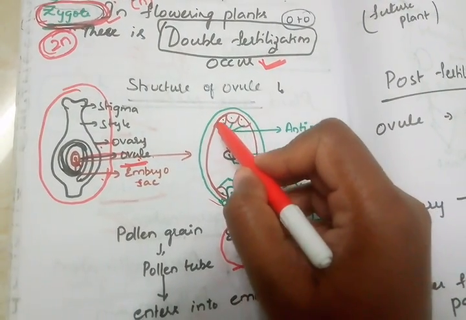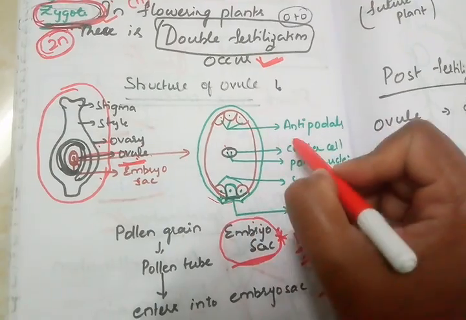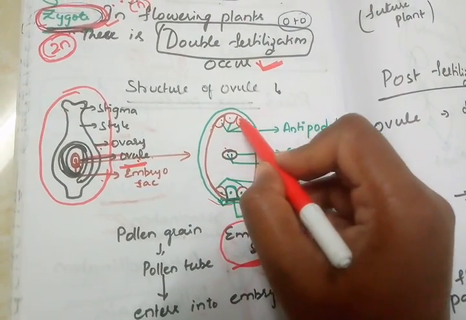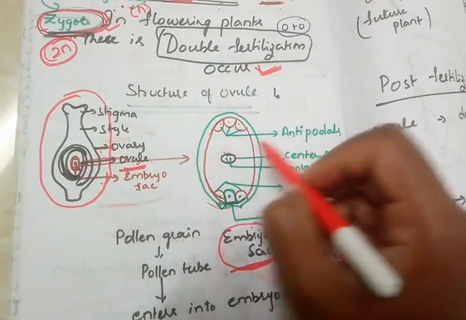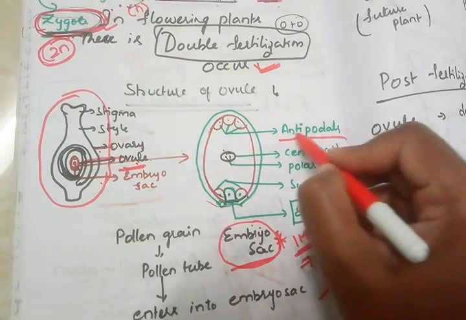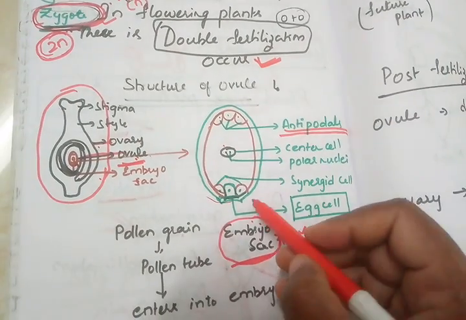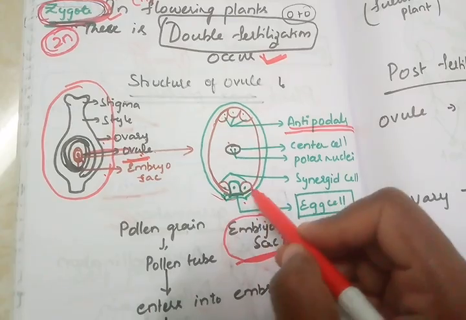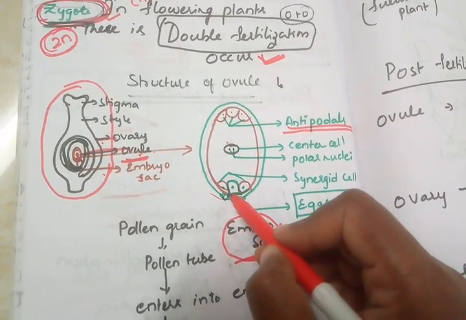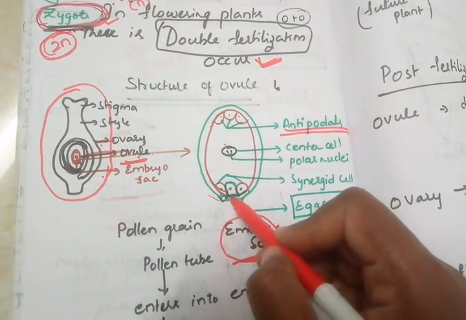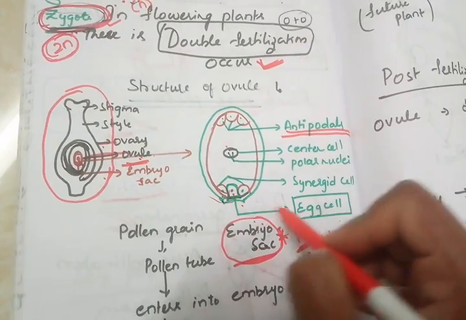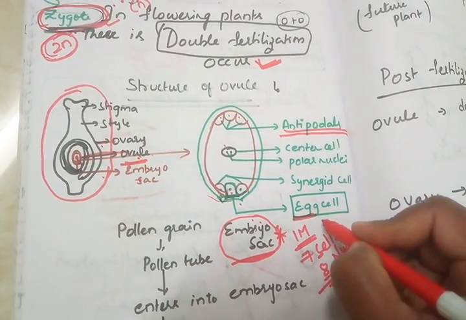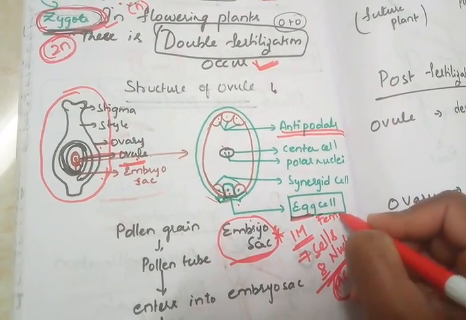On one side of the embryo sac, the top side, there are 3 cells, each with 1 nucleus, and these are called antipodals. At the bottom side again there are 3 cells, each containing 1 nucleus, and the one in the center, which I have shown in green color, is called the egg cell. This is an important one, which is the female gamete.